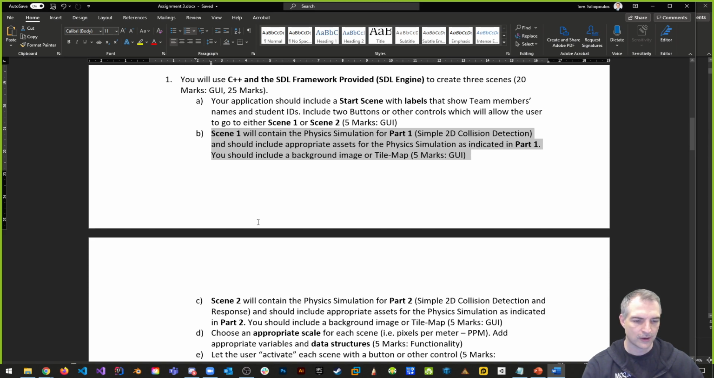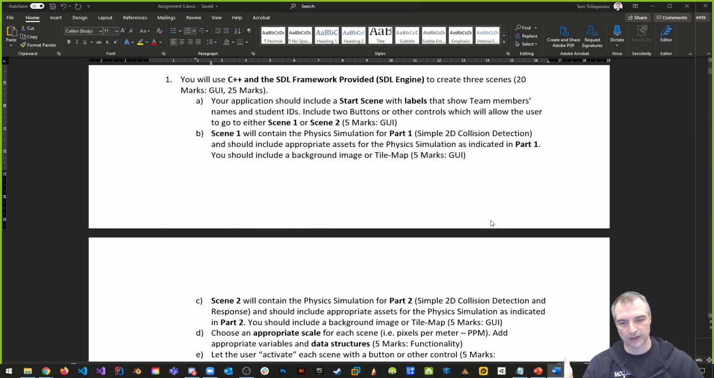So for example, if there's 2 people in the group, then one member can do scene 1 and the other one can do scene 2, right? Or you both do scene 1 and scene 2 and take the best of scene 1 from one member and scene 2 from the other member, whichever you decide, and then put it together to make a final project.